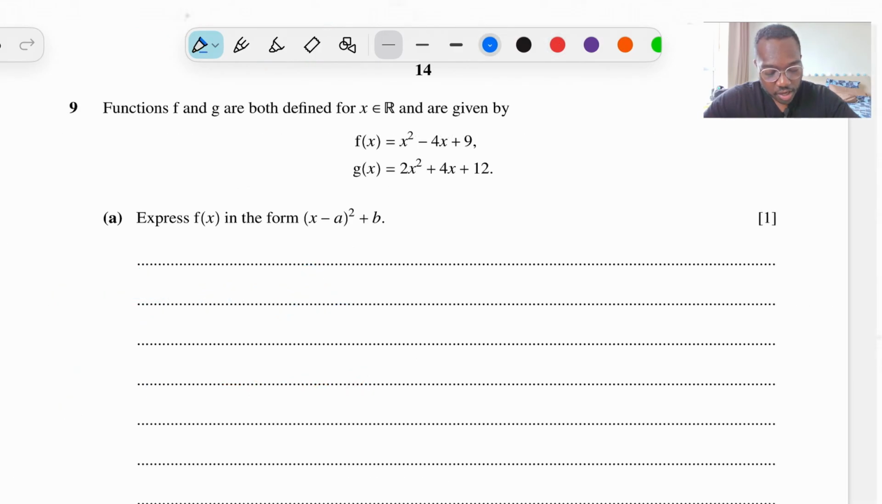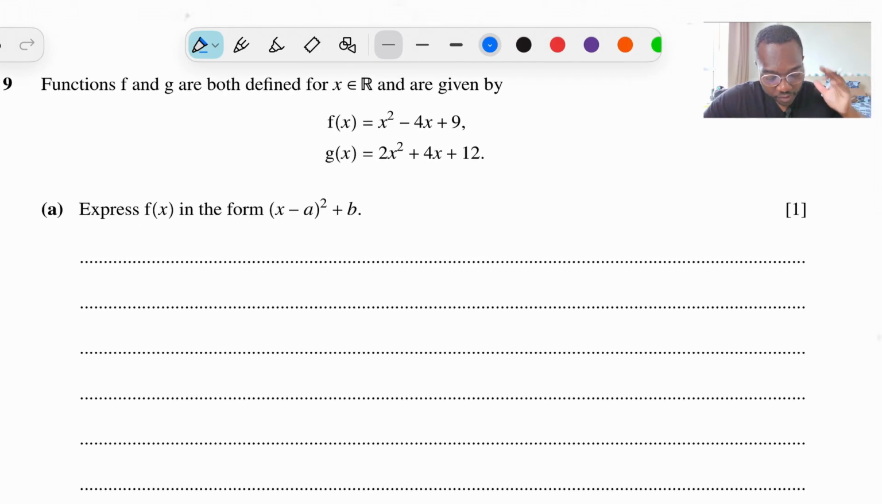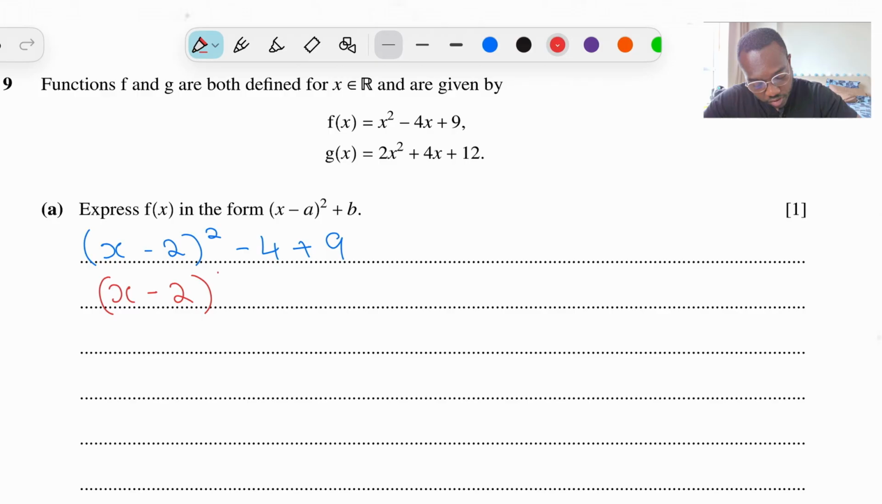Okay, for question 9, we have functions f and g, which are both defined for when x is all real numbers and are given by these two equations here. First, we need to express f of x in the form of a minus a squared plus b, so effectively just completing the square. If we do that, we get x minus 2 squared minus 4 plus 9, and that simplifies down to x minus 2 squared plus 5, and we are done.